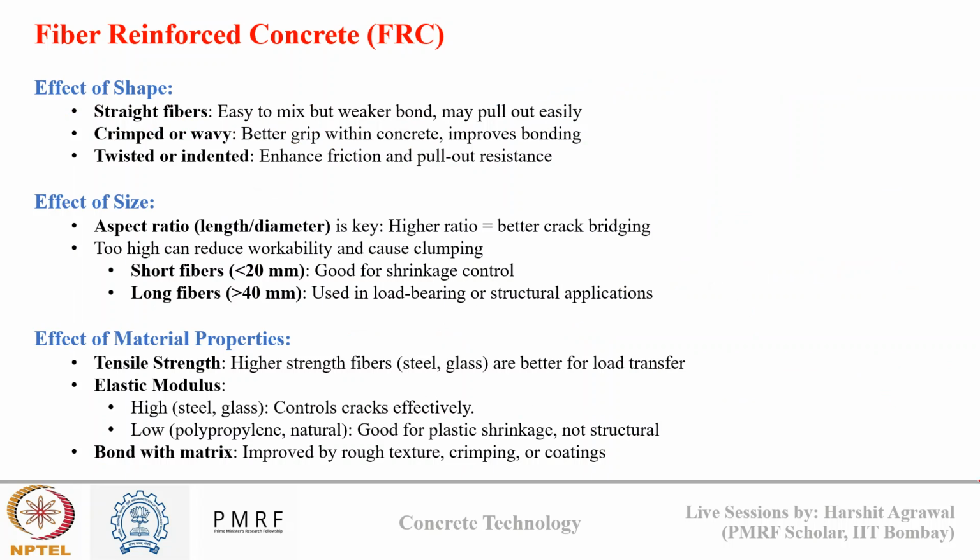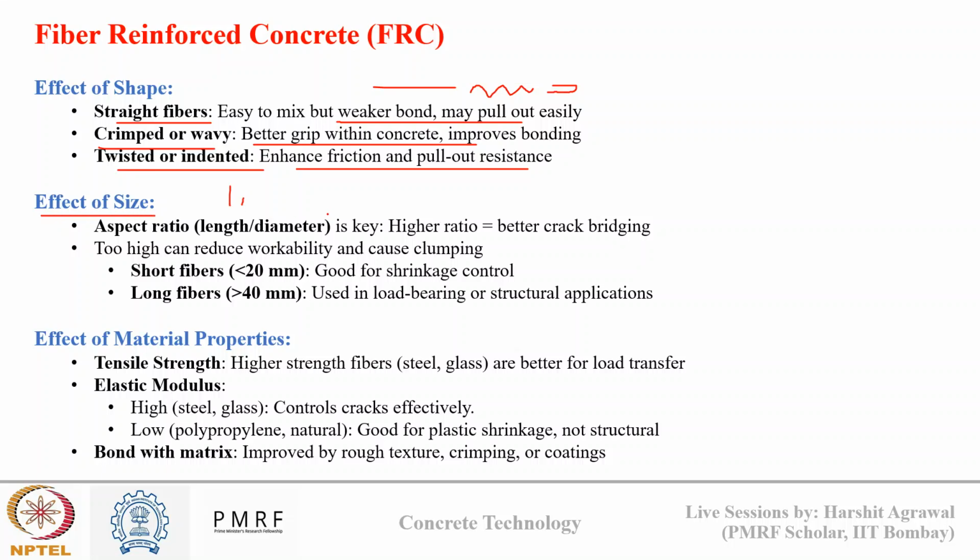Now it is again not just about the volume of fiber, like high volume or low volume. The behavior of a fiber reinforced concrete also depends upon the shape, size, and the property of fiber. Straight fibers are easy to mix, but they are difficult to bond. There are crimped and wavy fibers which grip better with concrete, and there are twisted fibers which enhance the friction and pull resistance. So instead of straight fiber, if you have a crimped fiber or a twisted fiber, they can perform better.